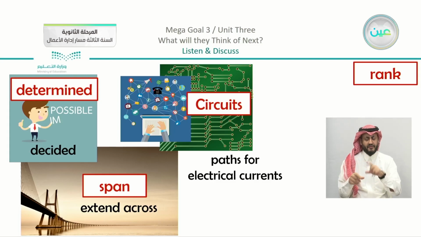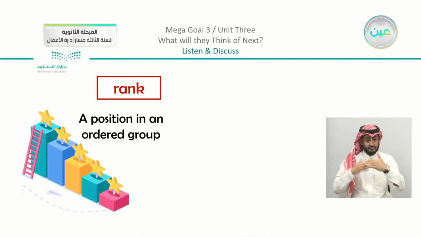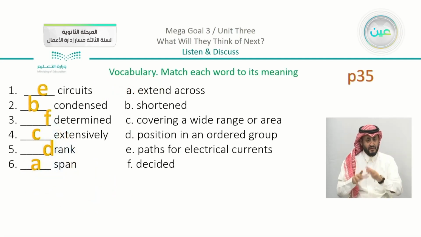Now the last word that we have here, just to revise, we have the word, yes, rank. Now what is the meaning of rank? Remember that rank is a position in an ordered group. So we have covered the words that we have here, and just to revise, what are the correct meanings here, and the correct order for the meanings.